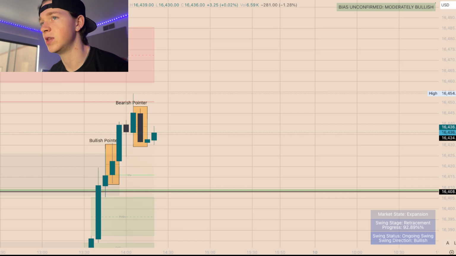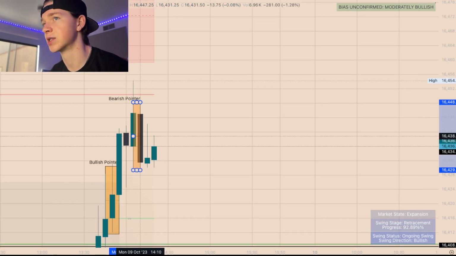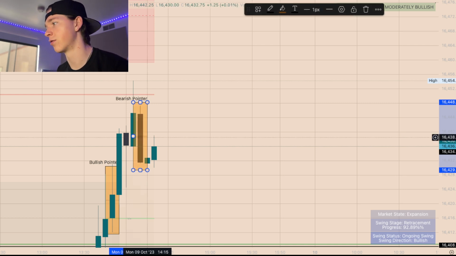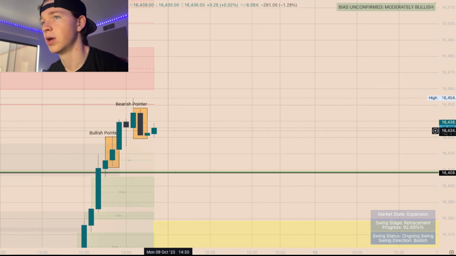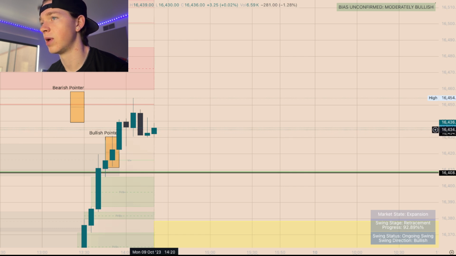Now notice in these ranges, it's really, really challenging to figure out which fair value gap is the fair value. Everything's being inverse, but that's the whole point. So now you're going to confuse even more of you. Notice, okay, that's our bearish pointer. I'm going to move it to the side. Notice we have a bullish pointer now.